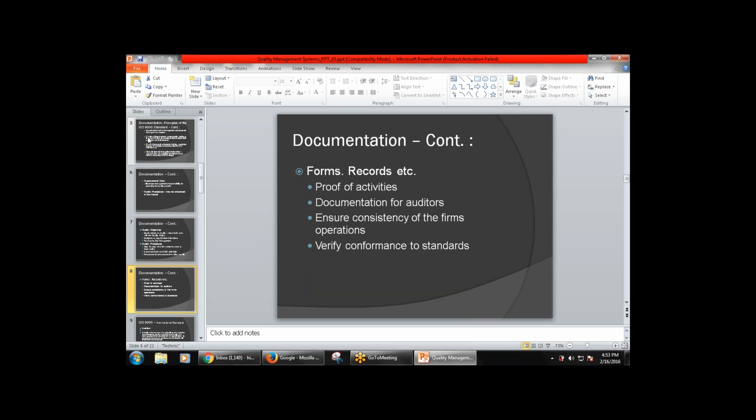Then there are forms, records, etc. for the documentation. So we are carrying out the forms and the records for the various procedures, as proof of the activities. Then there is also documentation for the auditors. That means if any auditor comes, that is the paperwork, the documentation for the auditors. Then it ensures the consistency of the firm's operations.